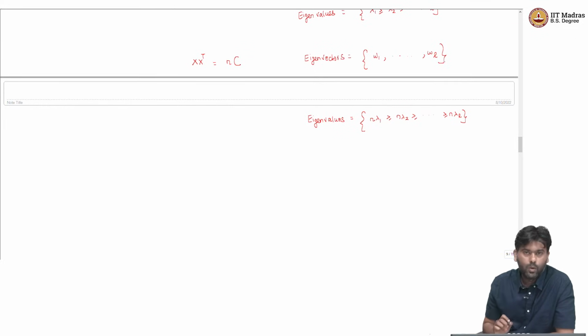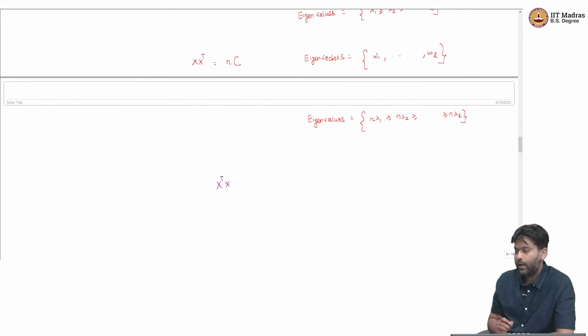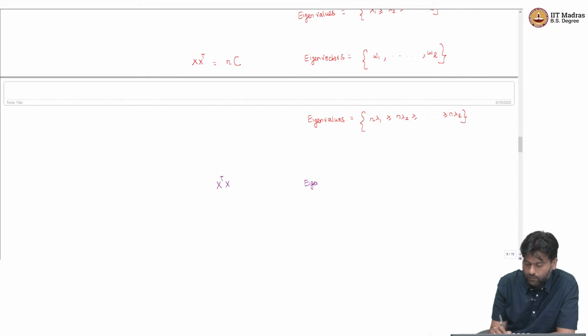So, we need these W1 to WL somehow, right. Now, what are we saying? We are saying we need to solve an eigen equation of X transpose X, right. This is the matrix which we care about. Now, let us say the eigenvectors of X transpose X happen to be some vectors beta 1 to beta L. We know that all the eigenvectors are of length 1, and let us say now what are the corresponding eigenvalues?